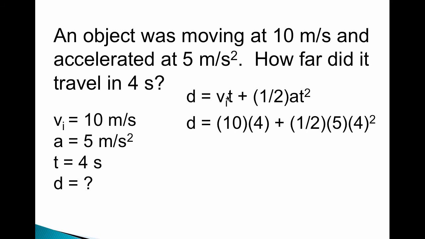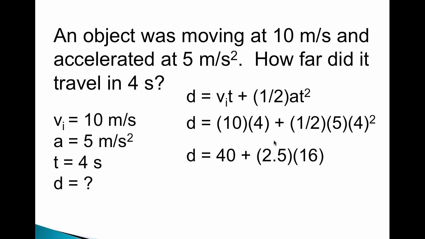Something that often gives confusion on this is the squared term over here. Notice that it's only the time that gets squared. It's not AT multiplied together squared, it's just the time that's squared. Okay? All right, so now in reducing this a little bit further, I've taken my 10 multiplied by 4 to get my 40.